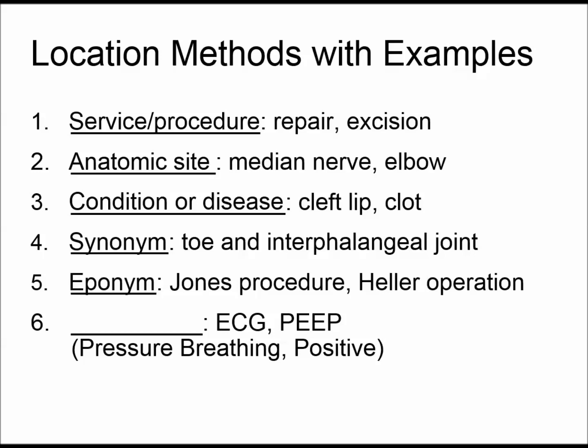And then there's an eponym. Eponyms are things that are named after people. So it may be someone who actually discovered this. And so here you have your Jones procedure or Heller operation. And then sixth is, of course, the abbreviation for the procedure itself. Abbreviations are common in medicine for names of drugs and also for diseases and procedures. So any of those would be location methods.